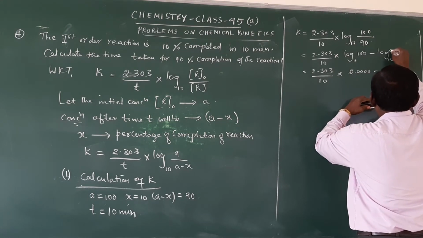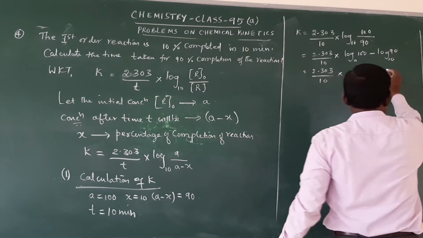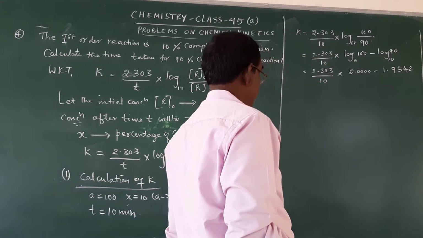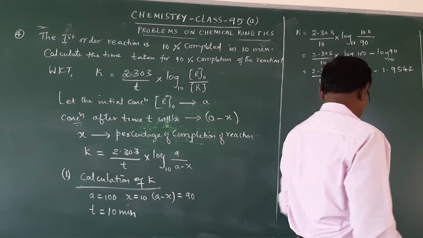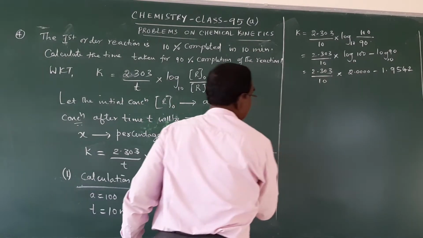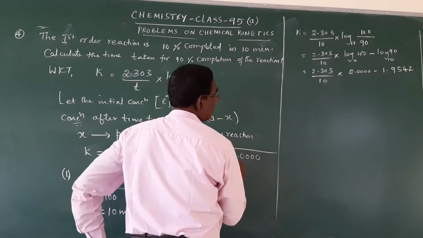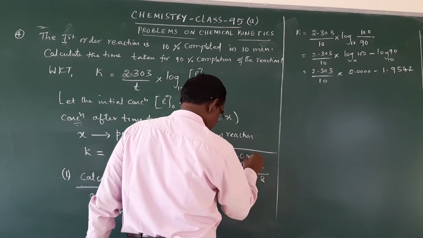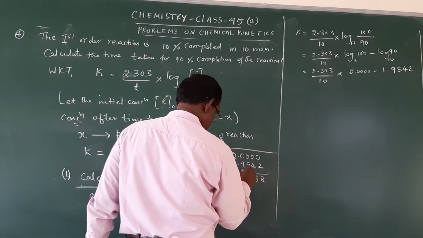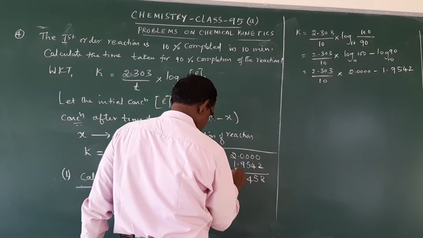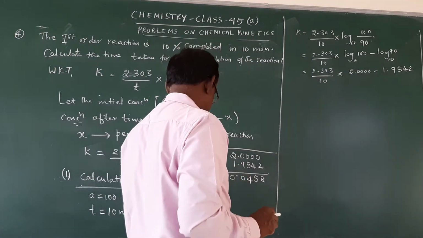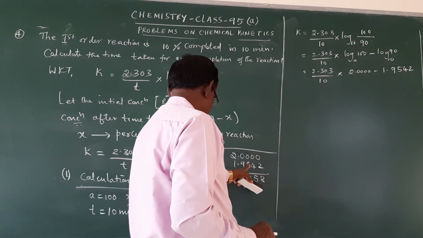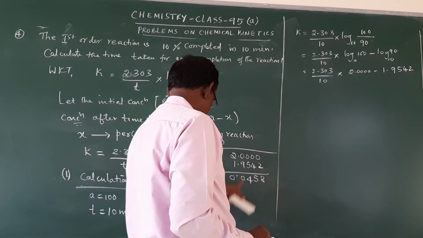So that will be equal to 2.303 divided by 10 into log 100, which is 2.0000, minus log 90. Log 90 is 1.9542. Now to subtract this, 2.0000 minus 1.9542: 10 minus 2 is 8, 9 minus 4 is 5, 9 minus 5 is 4, and the remaining digits are 0, giving 0.0458.